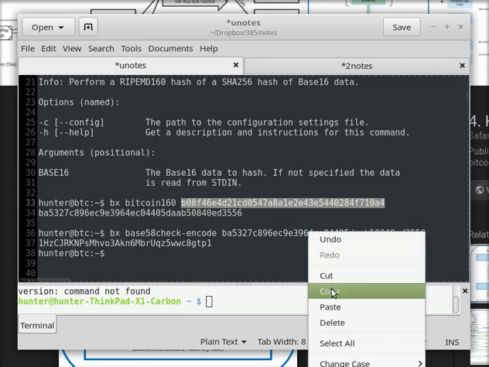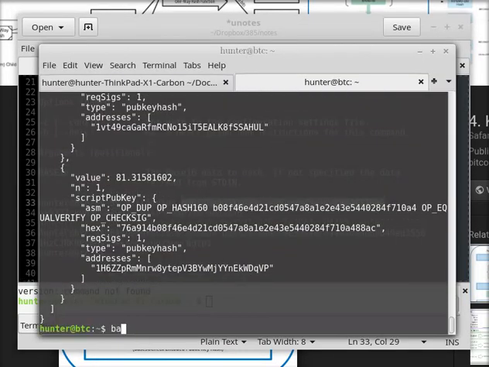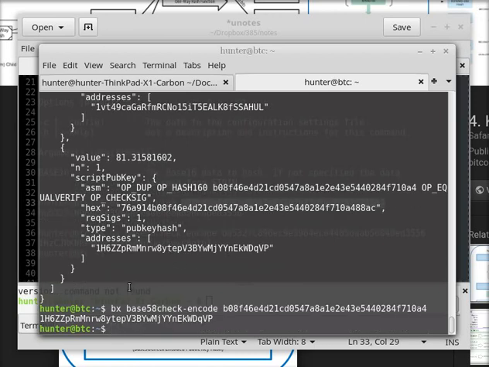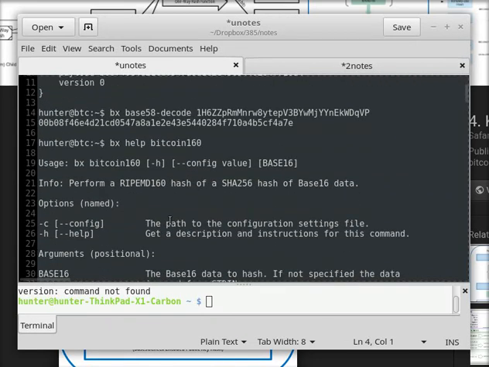So I'll copy that. And let's do bx base 58 check encode that, and that is the sort of the target Bitcoin address, right? Let's go confirm H6ZZ. Yeah, that's our guy, H6ZZ.